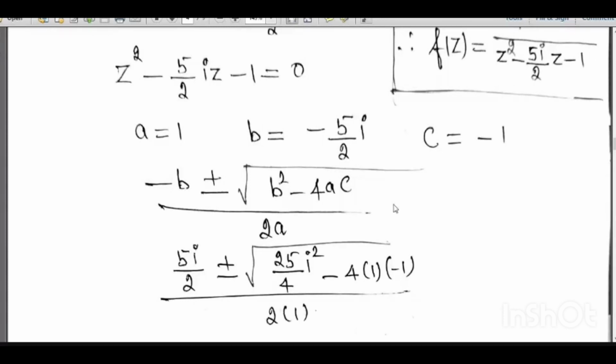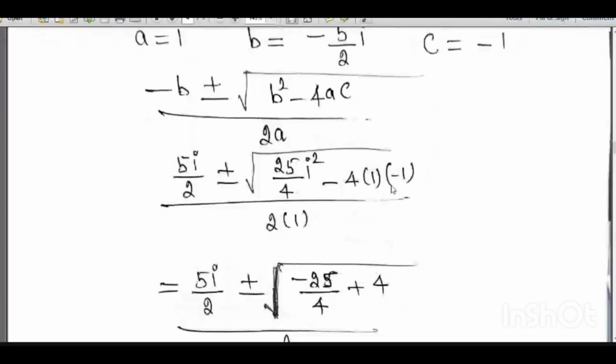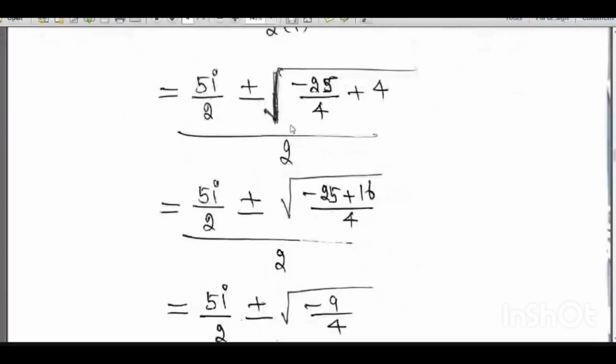So minus b is 5i divided by 2, plus or minus square root of b square, which is 25 i square divided by 4, minus 4, where a is 1 and c is minus 1, whole divided by 2a. So 5i divided by 2 plus or minus square root of minus 25 divided by 4 plus 4.